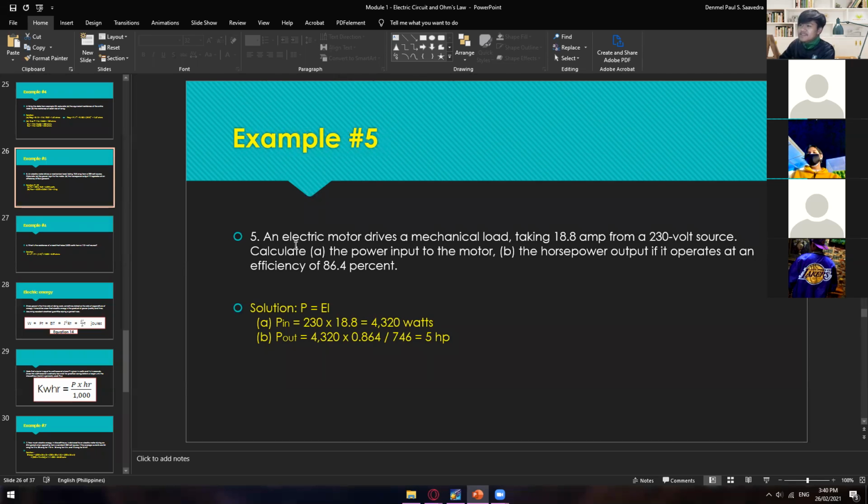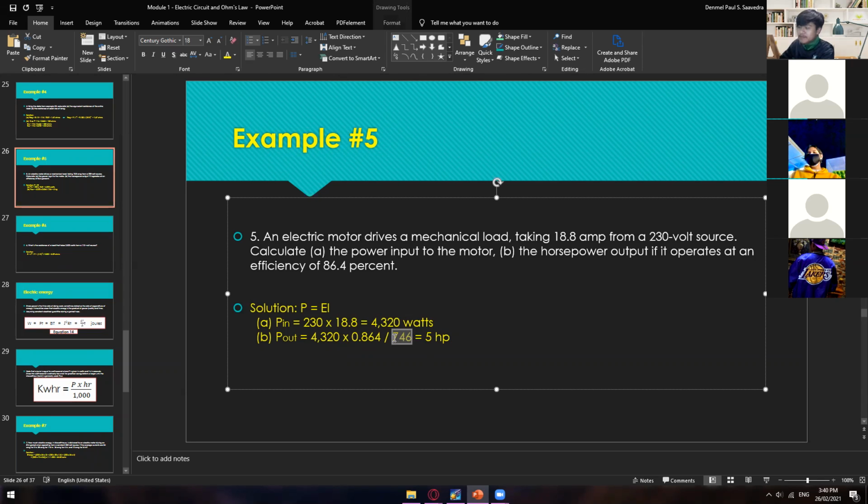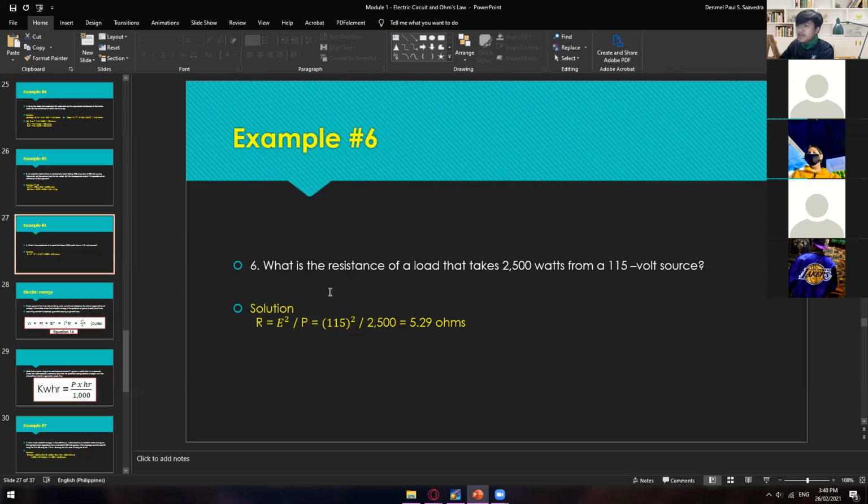Okay, so I guess we were able to finish this one, right? Yes, we did. So again, if you want to convert the watt into kilowatt hour, you have to divide it by 746. This was your question last meeting, Mr. Palawewa. So let us now proceed to example number 6.